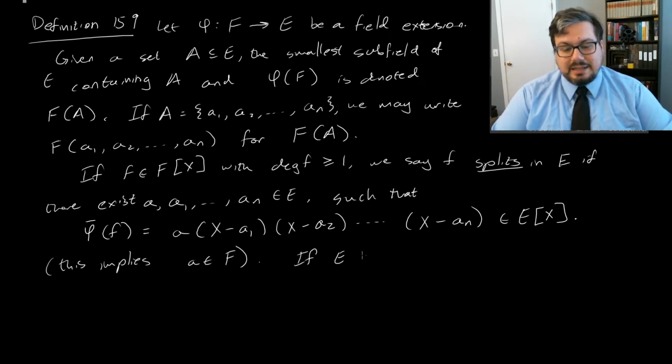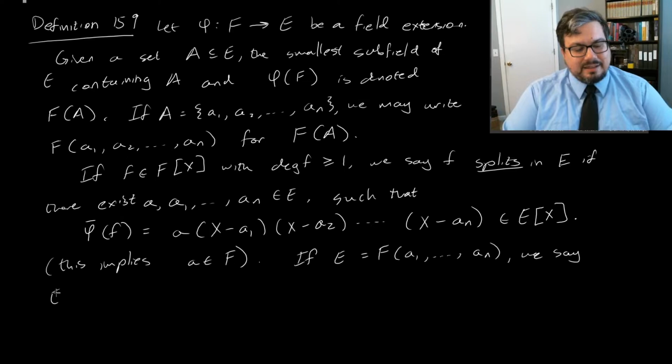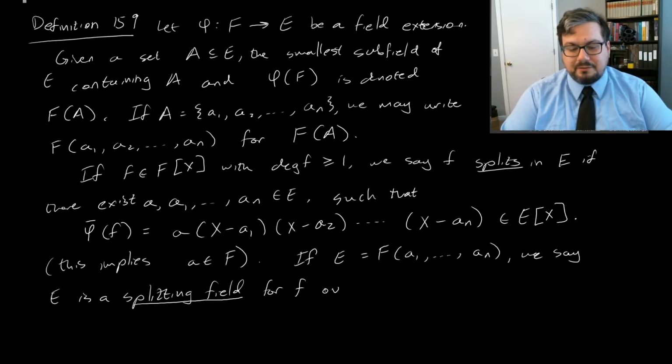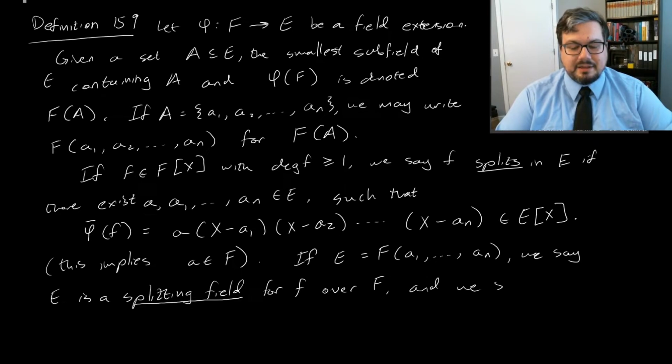If, in addition, we have that E is the smallest field containing the image of the field F and all the roots of the polynomial f, then we say that E is a splitting field for the polynomial f over the field F, and we say that this field extension phi realizes the splitting.